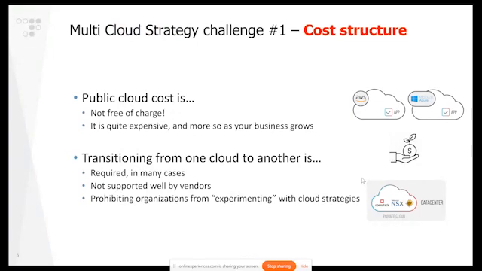Public cloud cost is not free of charge. I've heard customers at the beginning of my history saying, we're moving to this and that public cloud, we're putting all of our workloads, and the ADC is free of charge. The web application firewall costs very little. It's likely free of charge. I urge you, if you still think so, do your own math.